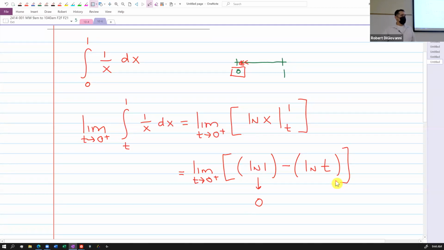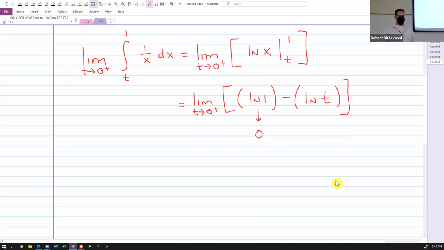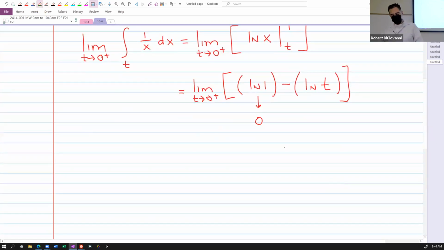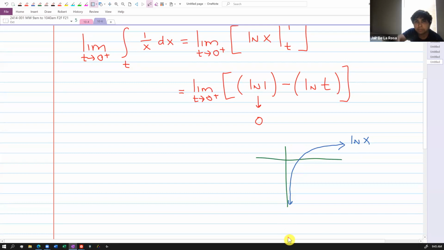So that means you need to know what the natural log function looks like, right? Remember what the natural log function looks like, I hope. Looks like this. That's ln x. So what happens to this function, natural log, as I approach 0 from the right? Where's it headed? Down to negative infinity, right? Negative infinity.